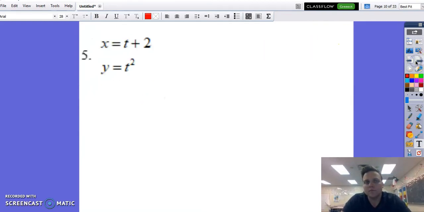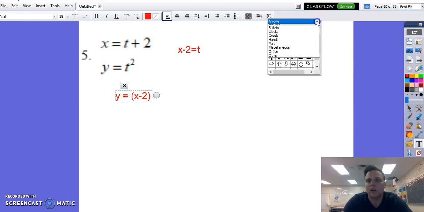All right? Number 5. X equals t plus 2, y equals t squared. What this problem is asking you to do is to eliminate the parameter. To eliminate the parameter simply means that you want to get an equation where there's no t. You want to get an equation that just has x and y. So if x is equal to t plus 2, then I can say x minus 2 is equal to t. And if I know that x minus 2 is equal to t, then when y is equal to t squared, I can say y is equal to x minus 2 squared. Let's see if I can't find that square again. Whoop, I clicked the wrong button.